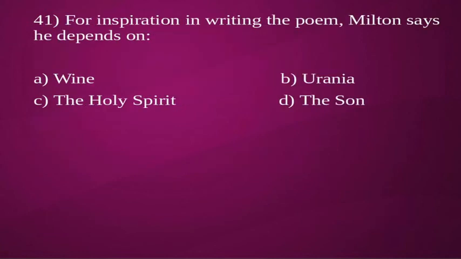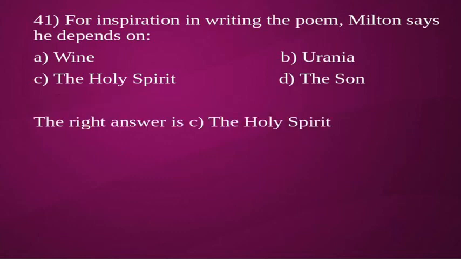Question number 41 is, for inspiration in writing the poem, Milton says he depends on option A, wine, option B, Urania, option C, the Holy Spirit, and option D, the Sun. The right answer is C, the Holy Spirit.